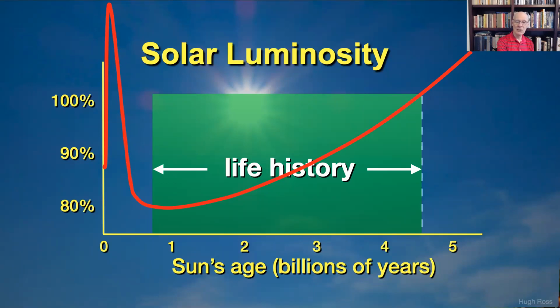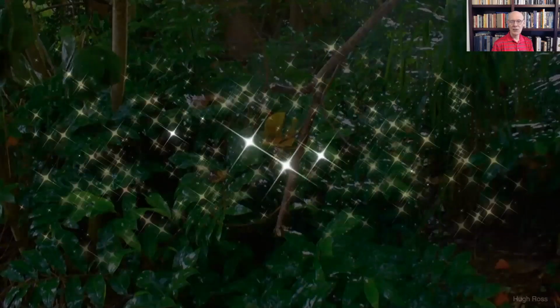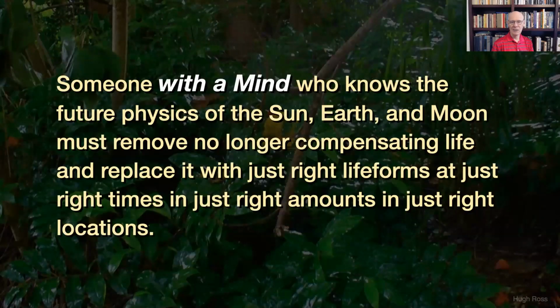And what I'm basically saying is the following: it takes someone with a mind and with the power, who knows the future physics of the sun, the earth, and the moon, to remove no longer compensating light and replace it with just right life forms at just right times, in just right amounts, and in just right locations on planet Earth.